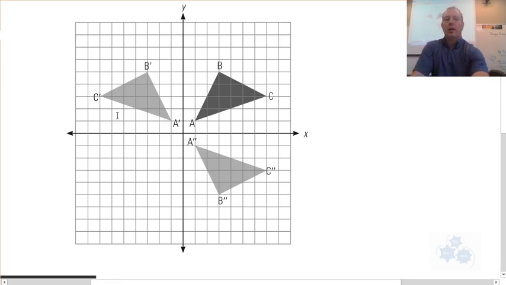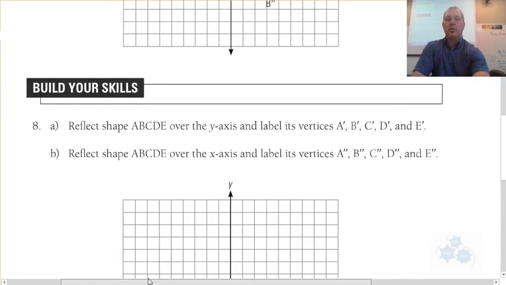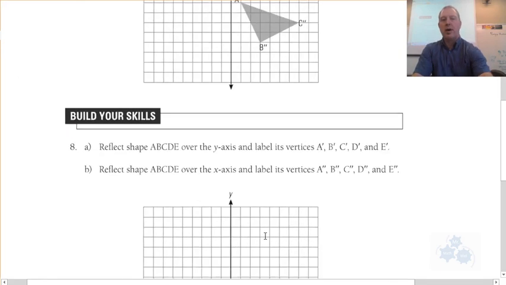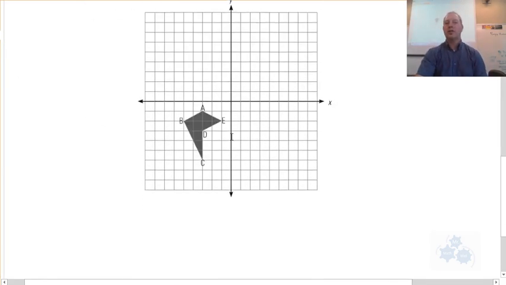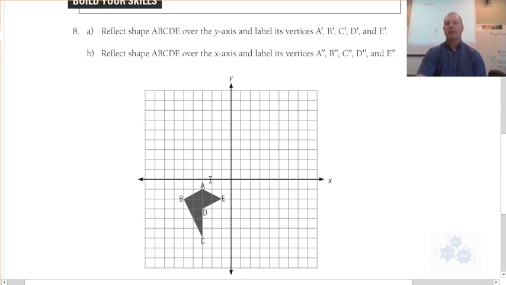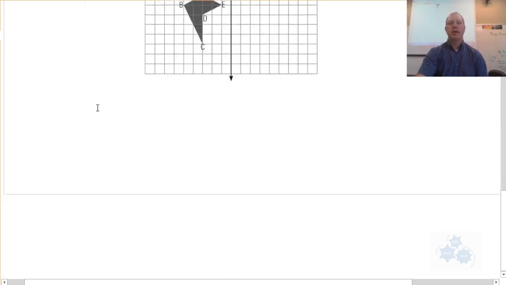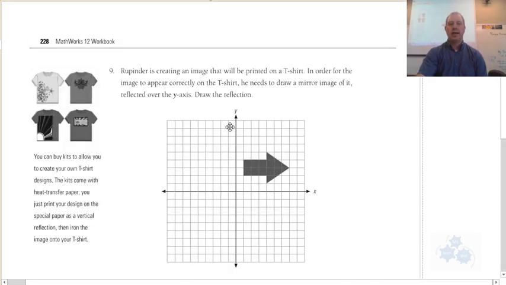Okay? In the practice problems here that you're going to do, it's the very same thing, except it gives you a shape that's not a triangle. This might be a little bit tougher maybe, but you have this in front of you and it asks you to reflect the shape over the y-axis and over the x-axis. So do the exact same thing that we just did in that example. That's for number 8. And number 9 is a very similar thing. Draw the mirror image over the y-axis and so on. So take a few moments now to work on number 8 and number 9.